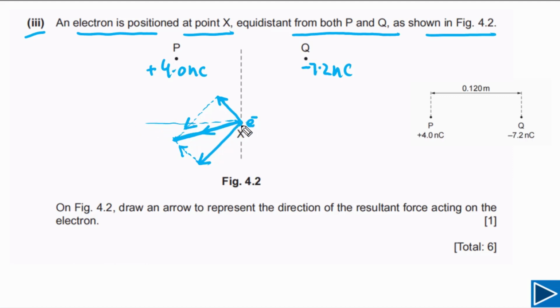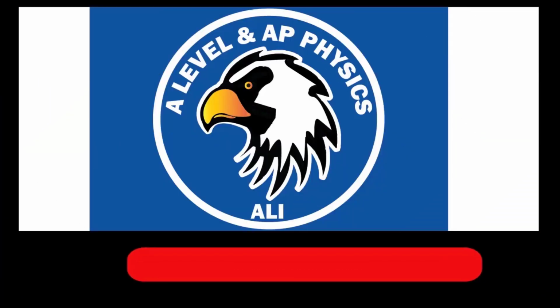And that's all we need to do. Simply you need to draw this arrow. So this one is the resultant force on the electron, but if these two charges were equal in magnitude, then the resultant force would be along the horizontal. But in this case it has to be below horizontal because the repulsive force is greater than the attractive force. So this is how you can draw the resultant force.